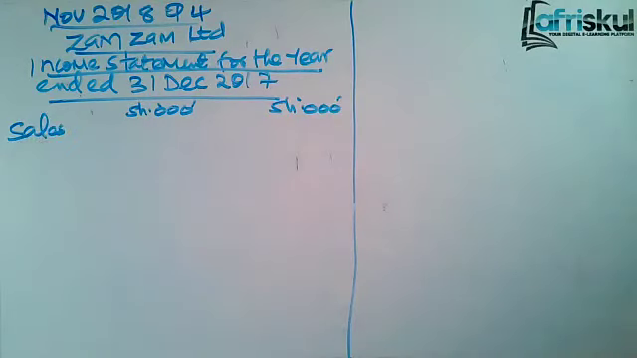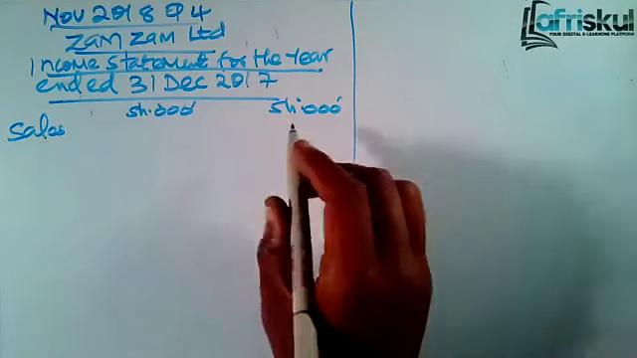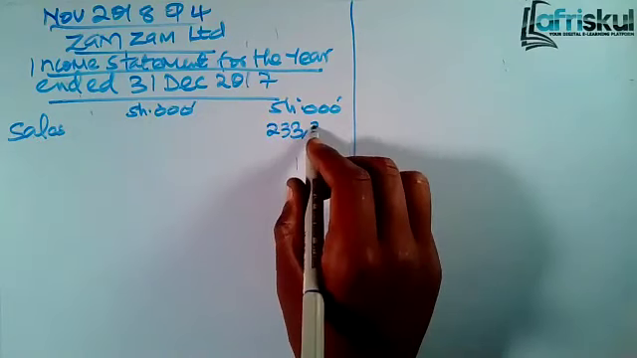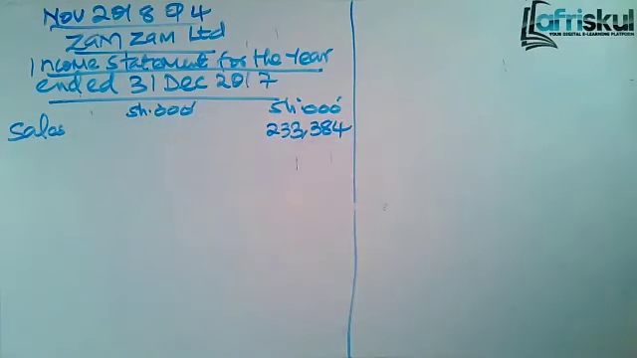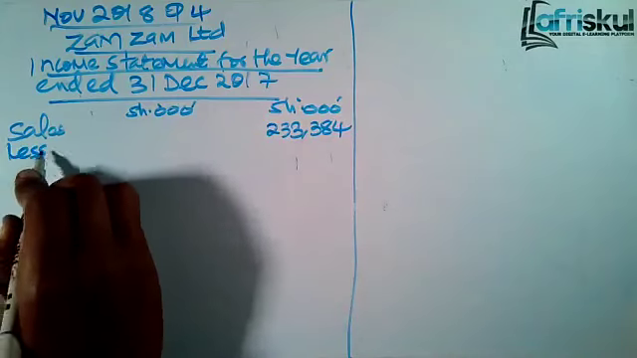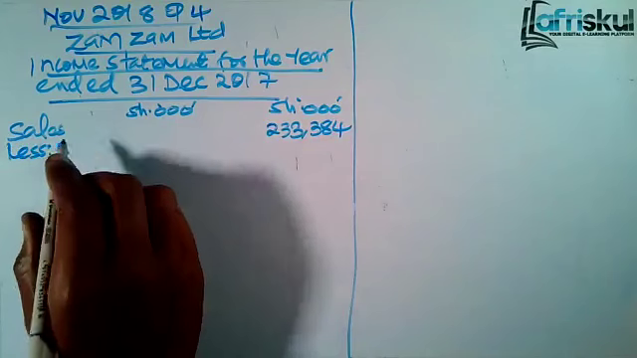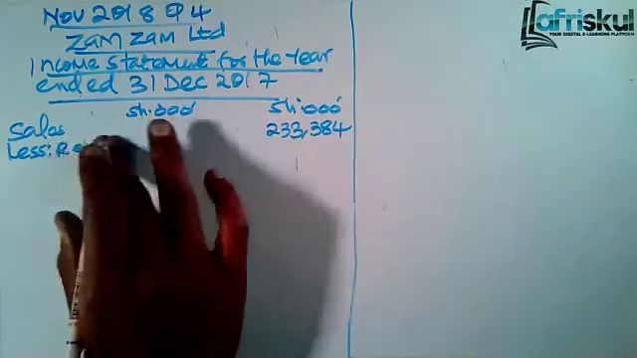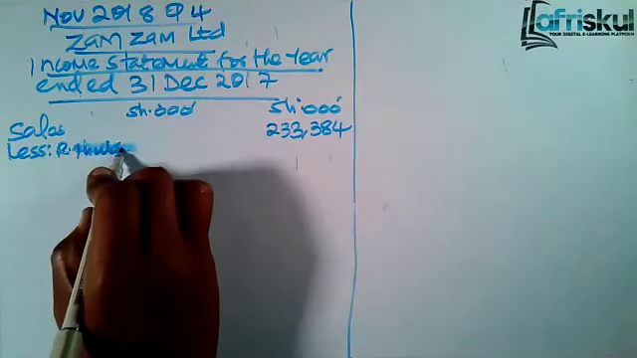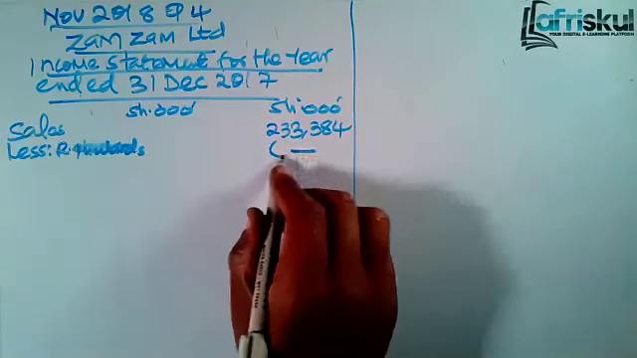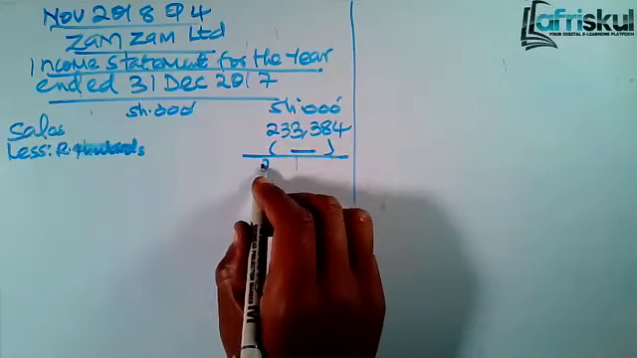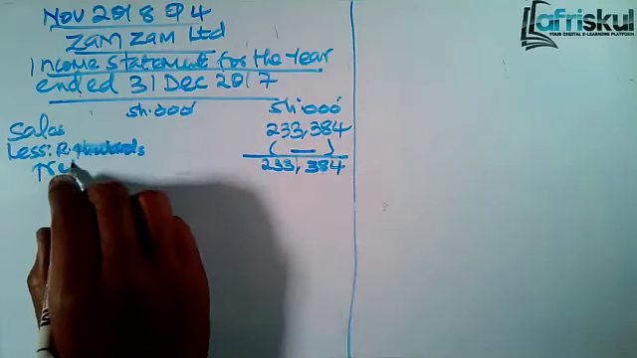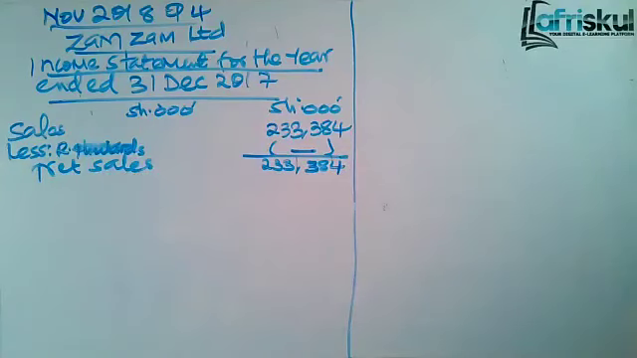When you check on the trial balance, we've been given the sales there as an amount of 233,384. That is the sales. So from there, you less return inwards, but in our case, we don't have the return inwards. If there was return inwards, you would less that amount to get the net sales.